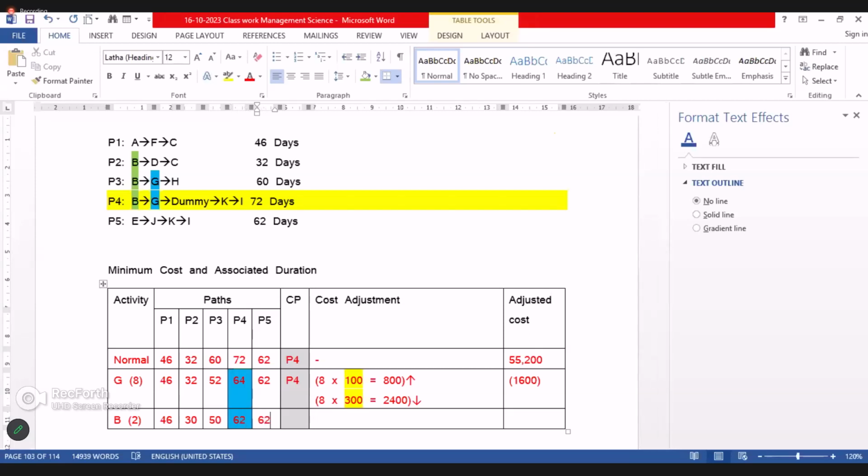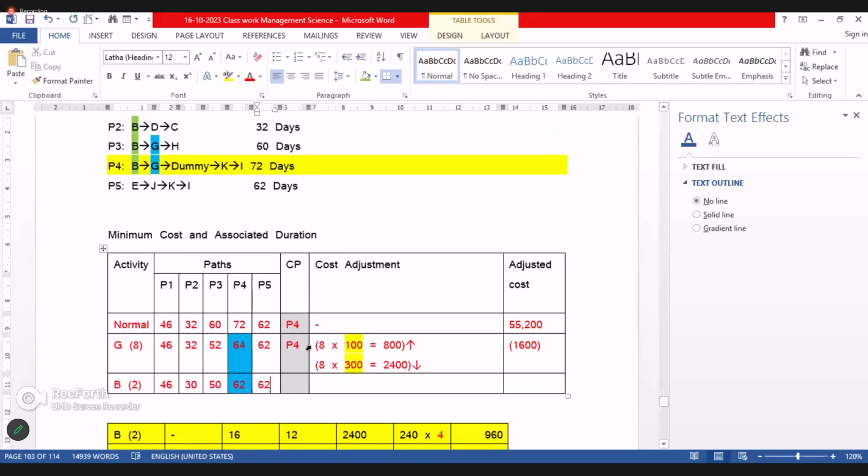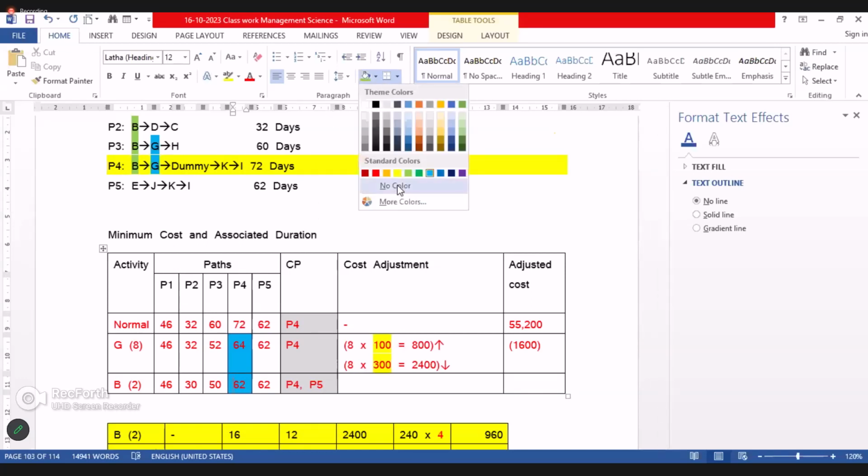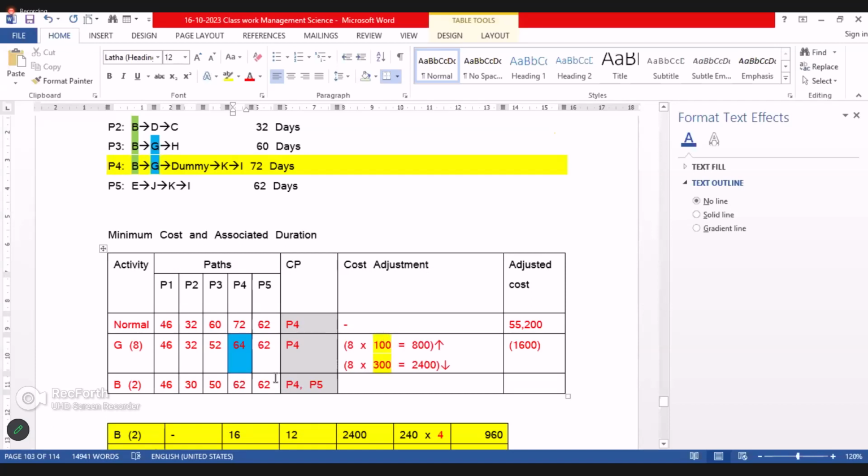So now what are the critical paths? P4, P5. Okay, very good. P4 and P5 now become critical.